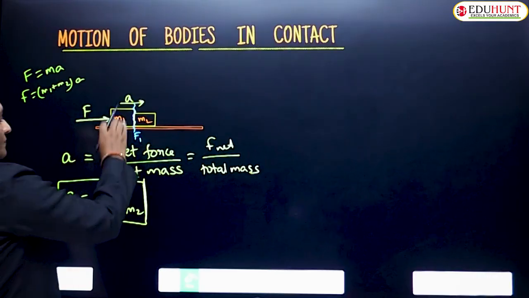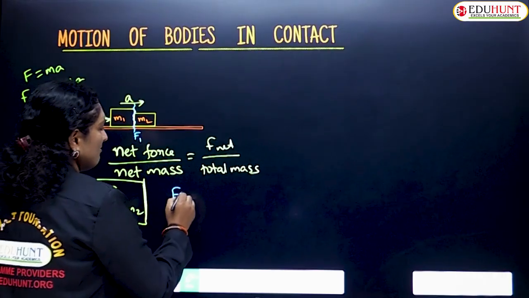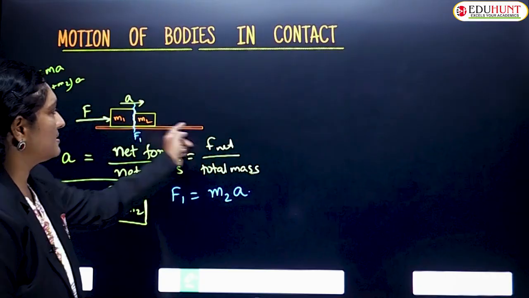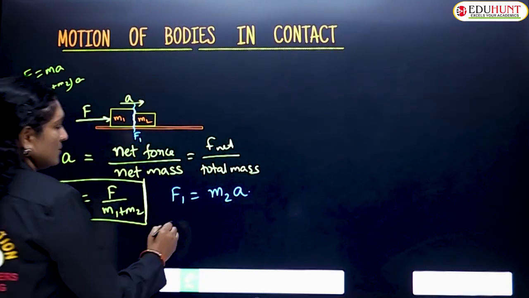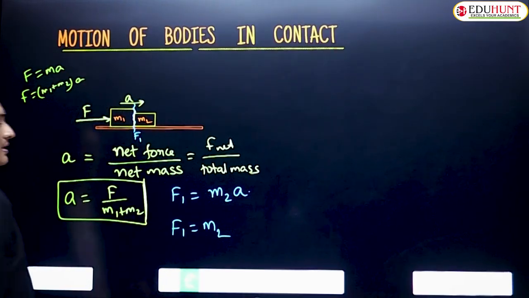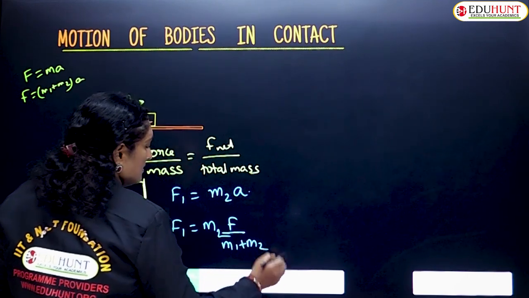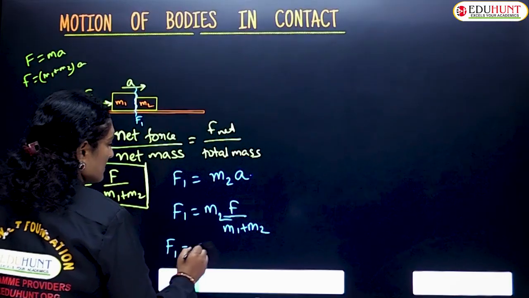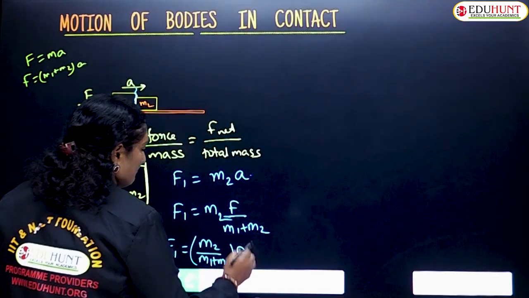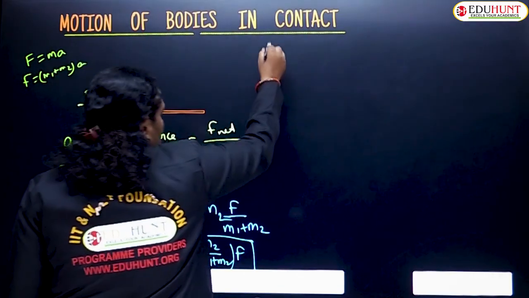So clearly because of this force F1, the second mass M2 will be accelerated. So we have F1 is equal to M2 into A. Because of this force, the mass is accelerated. So F1 is equal to M2 times the acceleration of both bodies, which is F by M1 plus M2. Hence the contact force is given by M2 by M1 plus M2 into F. That's it.